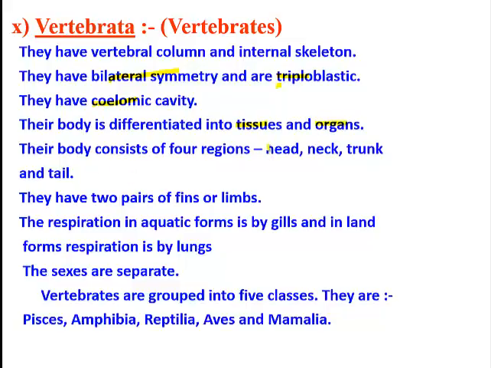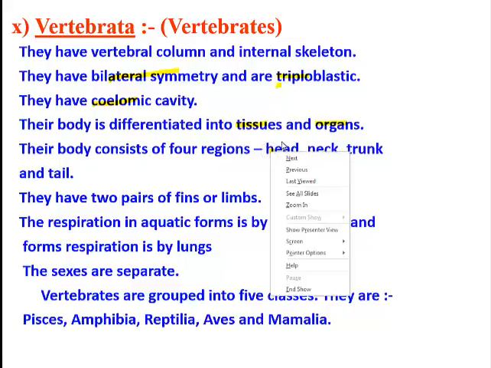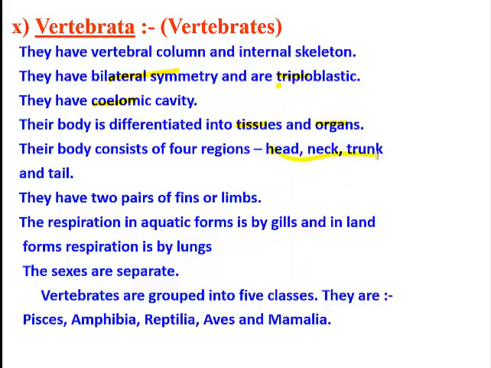The regions of the body are very specialized. You can see the head, neck, trunk formation, and the tail, also seen in the lower organisms, and they have two pairs of fins or limbs. Respiration, in aquatic forms, generally takes place through gills, and on land through the lungs. The sexes are separate, that means dimorphic mostly, and vertebrates are divided into five different groups.